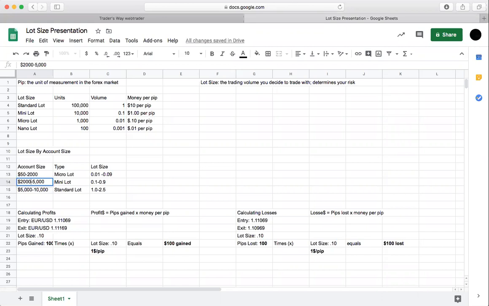Today, we're going to be defining what a pip is, defining the lot size. We'll be looking at different types of lot sizes. I'll be giving some recommendations on what lot sizes you should be using in your live or demo accounts. And then I'll also be showing you how to calculate your profits and your losses. So let's jump straight in.